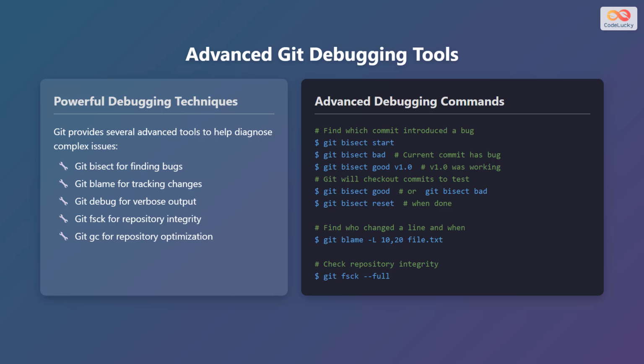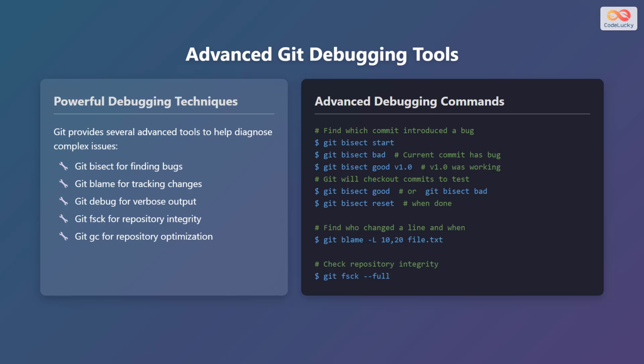Git provides several advanced tools to help diagnose complex issues. These include git bisect for finding bugs, git blame for tracking changes, git --debug for verbose output, git fsck for repository integrity, and git gc for repository optimization.